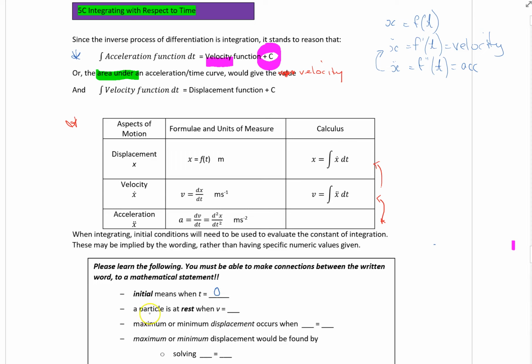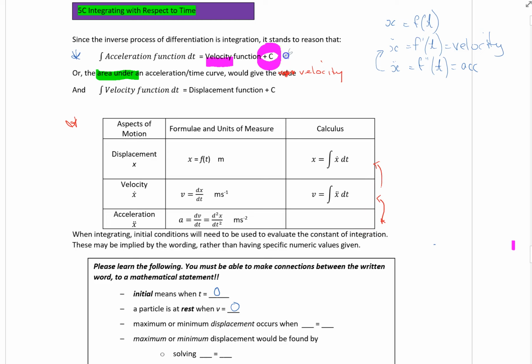The next point, a particle is at rest. Now, if you're told the particle is at rest, then velocity is 0. So these two things may coincide. It may say initially the particle is at rest. What conclusion do you make from those words, that sentence? Initially, you'll be writing when t equals 0, particle is at rest. You'll be interpreting that as v equals 0. Now, you can see that these are really going to be important when you're integrating, and especially when you're trying to find your constant.